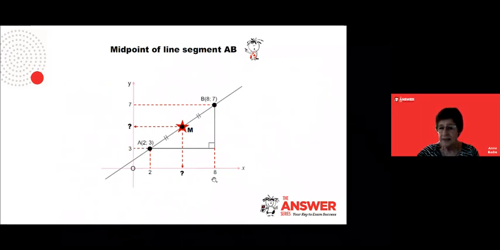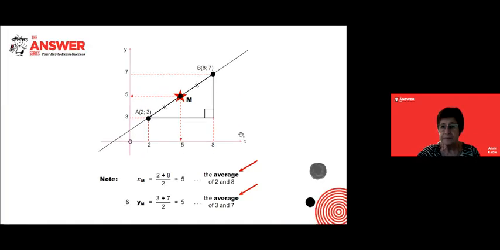2 plus 8, 10, divide by 2, 5. And the average between 3 and 7, 3 plus 7 is 10, divide by 2 is 5. And yes, actually, we could have guessed that that was 5 by inspection. The number halfway between 3 and 7 is 5. So important to have multiple approaches to the way we can see things and what we can read off our diagram with our common sense way before we reach for any formulae.